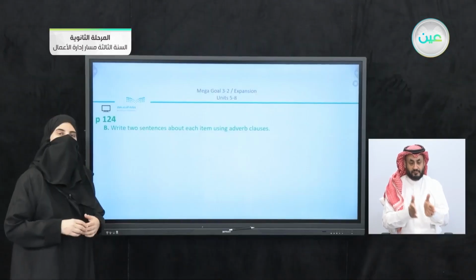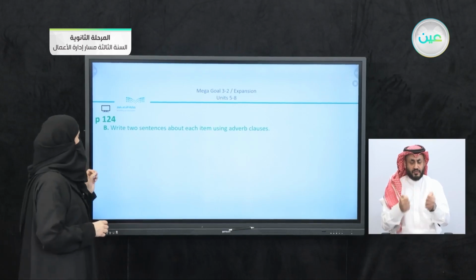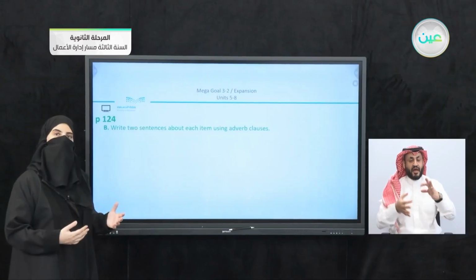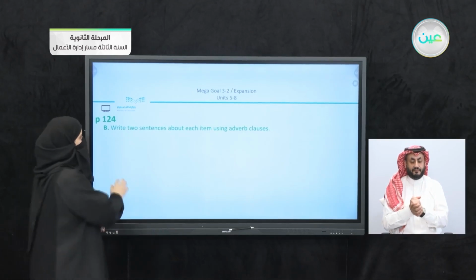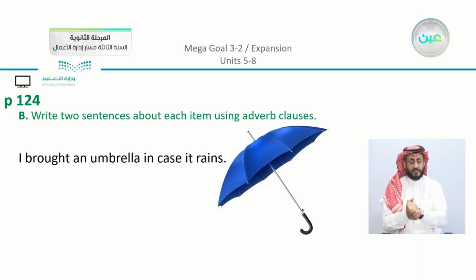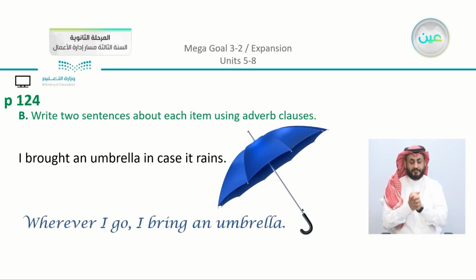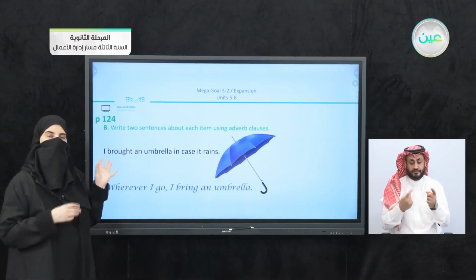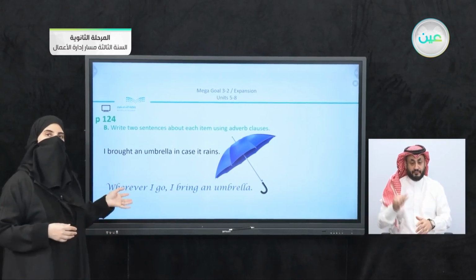Now, moving on to our second exercise, we have B. Write 2 sentences about each item using adverb clauses. So we are still using the same adverb clauses that we recalled before, but we can see that we have some pictures here and we're going to write 2 sentences about them. Now, we have, "I brought an umbrella in case it rains." And I can say, "Wherever I go, I bring an umbrella." So in the first sentence, there is the conjunction in case, and we have here also wherever.